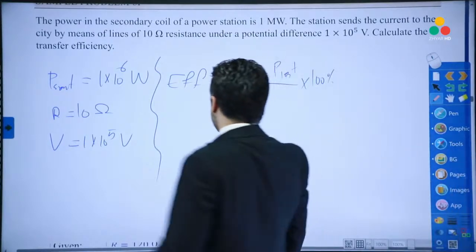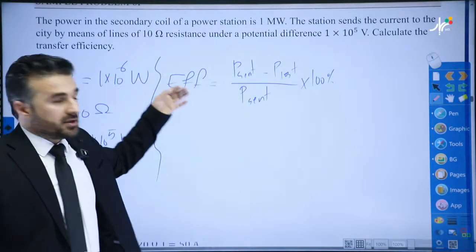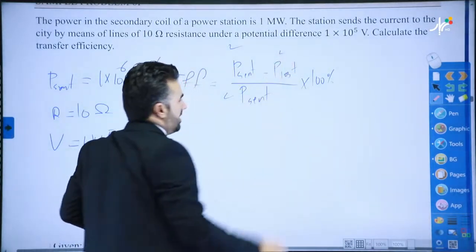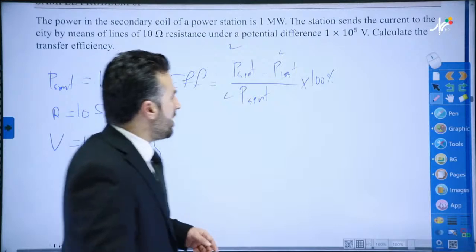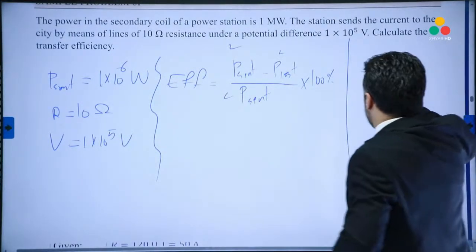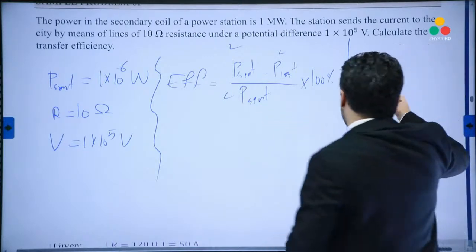Now, do we have the power sent? Yes, which is 1 times 10 to the power 6 watts. That is mega. So we have this, but do we have the power lost? The answer is no. So how do we find power lost? Now, regarding this, we can say the power loss is equal to what? Remember, what is the equation that we use to find the current?